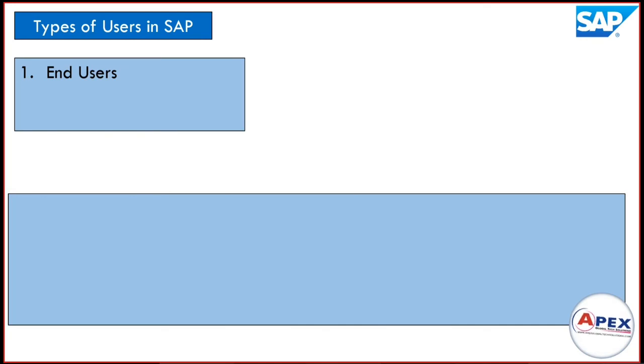End users are nothing but, suppose SAP will be used only for the purchasing activity and to maintain the data. So we have Tata Motors. Who are the end users? The purchasing department is the end user. They are going to do only buying, procuring the material.